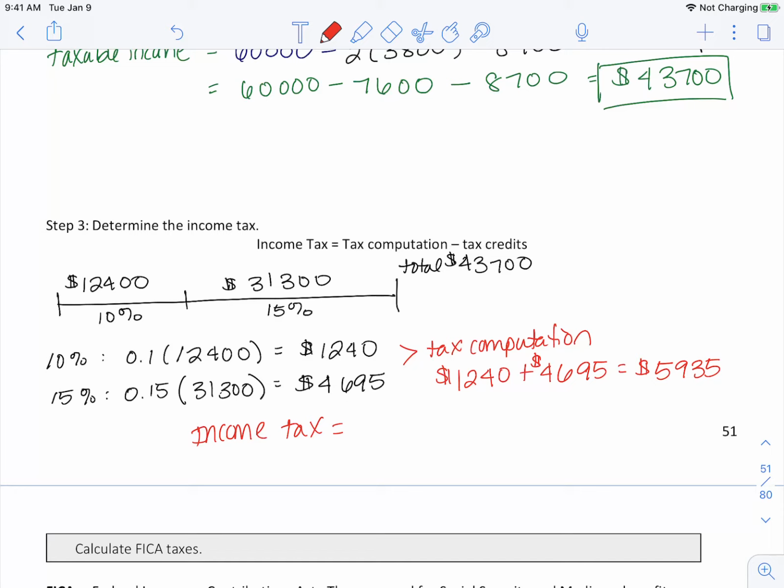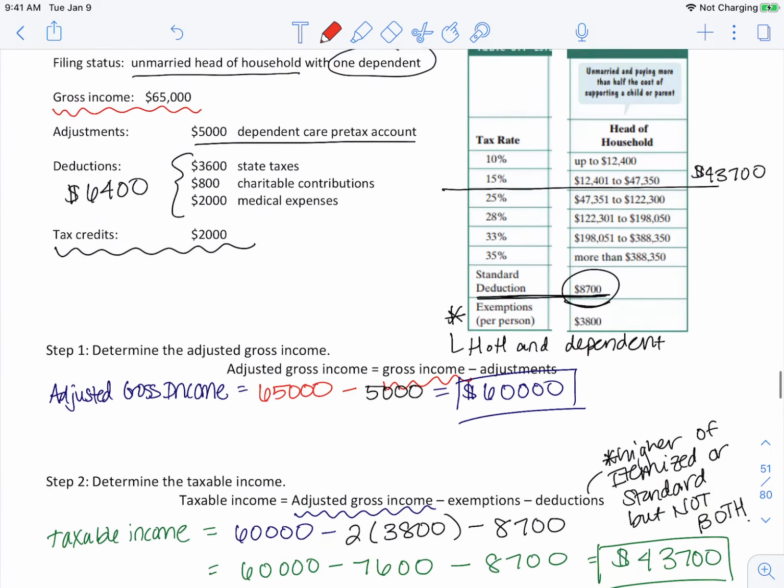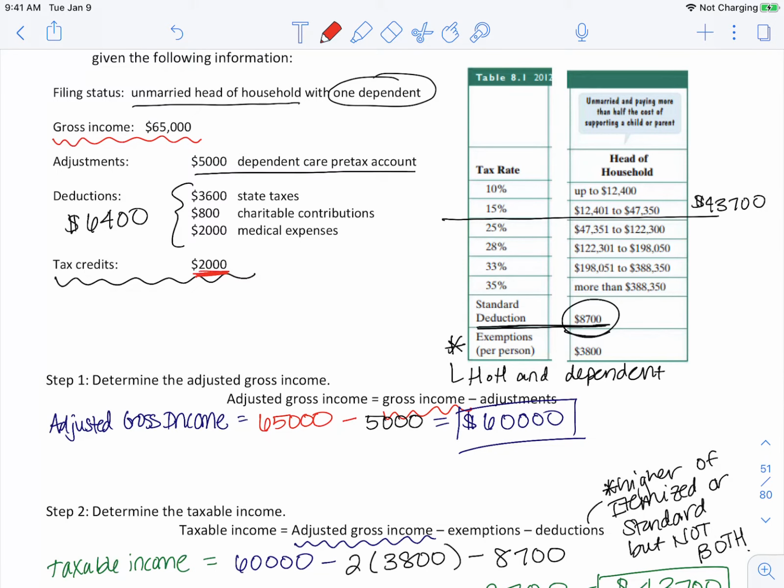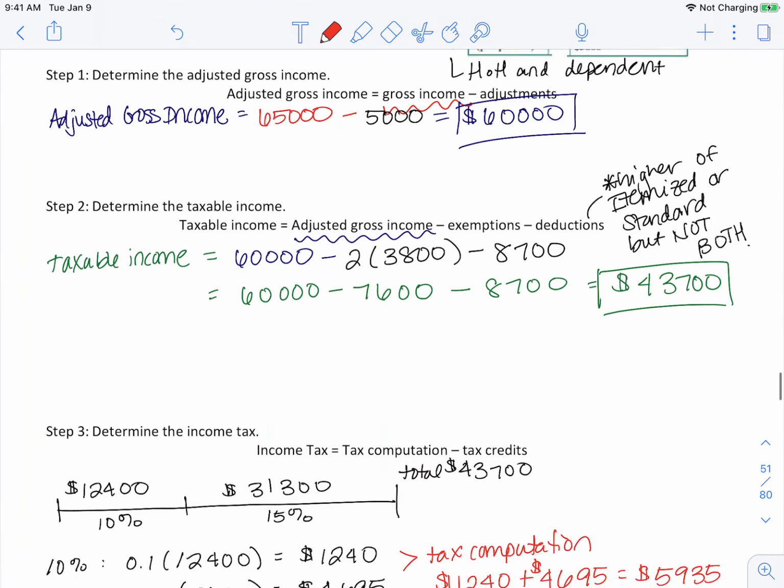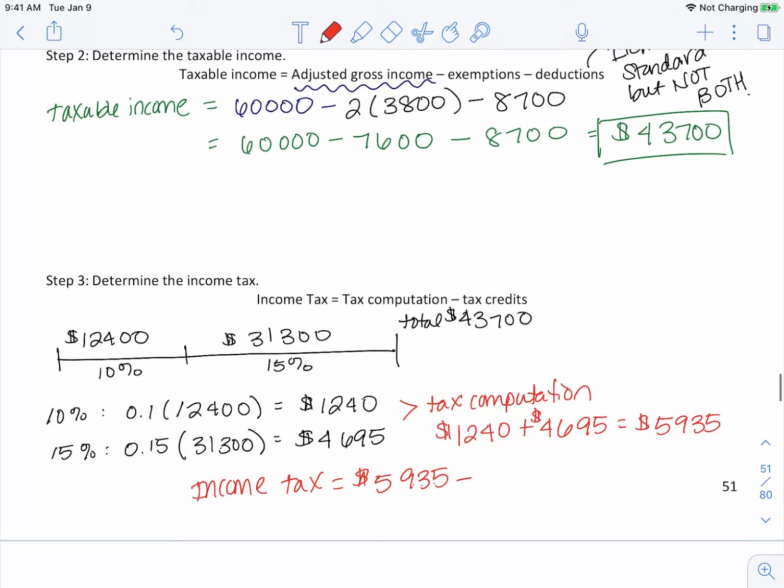So our income tax, that tax computation, $5,935, minus any tax credits. If you recall from above, our tax credits are $2,000. So we subtract that and we get our income tax is $3,935. Okay.